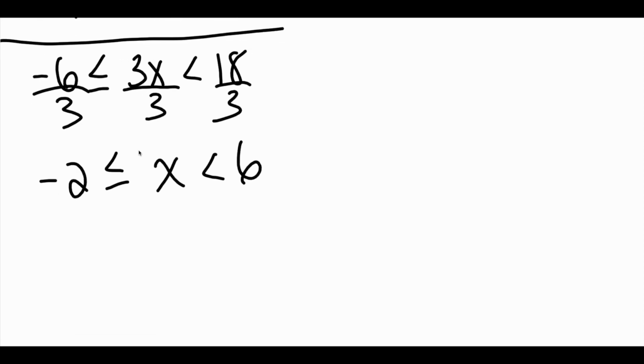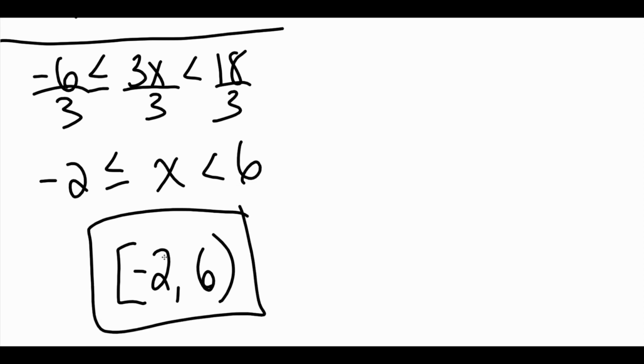So this is our answer in inequality notation, but again, we want to put this into interval notation. So final answer will look like that. Negative 2 with a bracket because it's or equal to. Up to 6 with a parenthesis because that one's just less than.